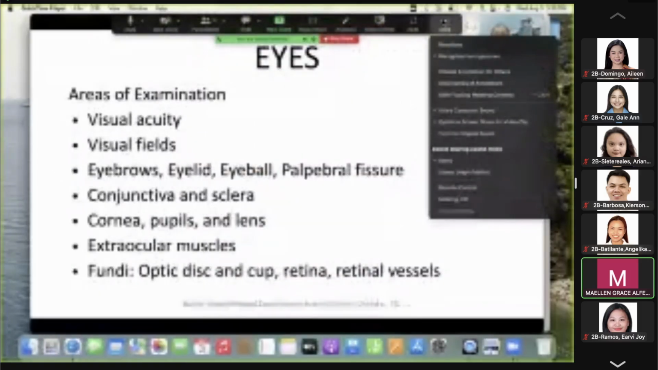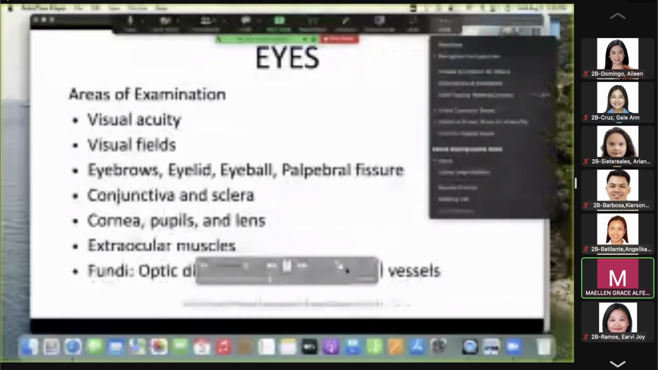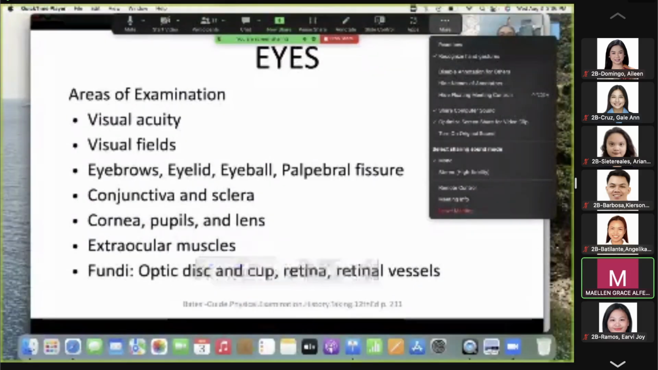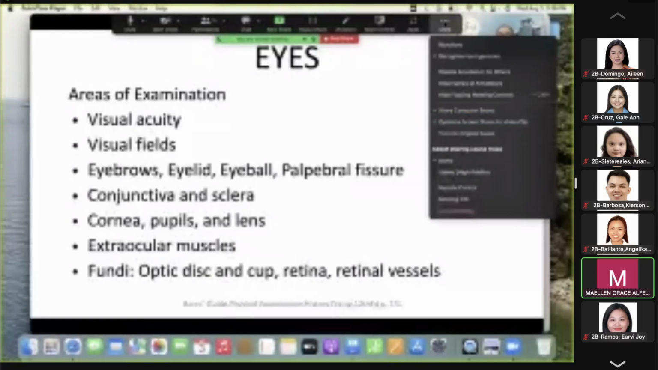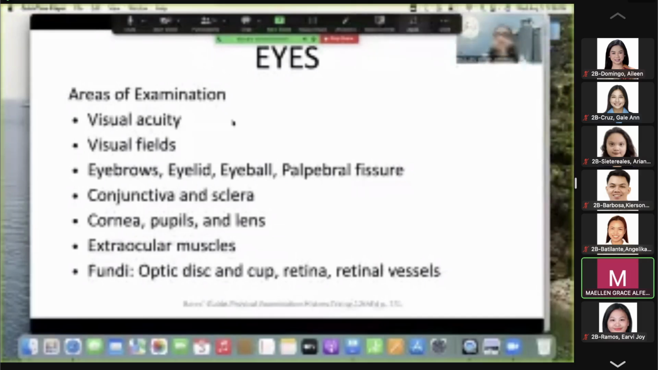Now, when you examine the eyes, you start from visual acuity, then the visual field, and then you go from outward to inward, so from the eyebrows, eyeball, and then going to the conjunctiva, sclera, pupils, cornea, and lens, extraocular muscles, and you do fundoscopy.